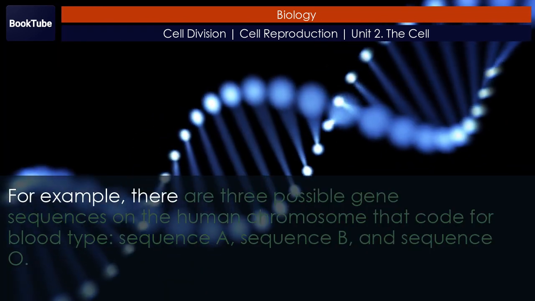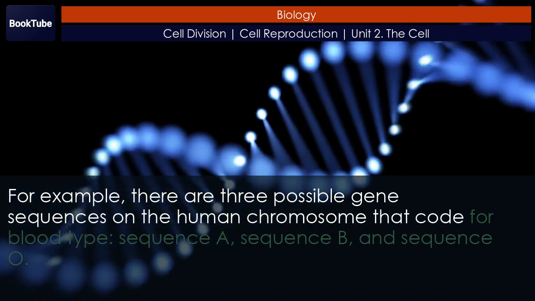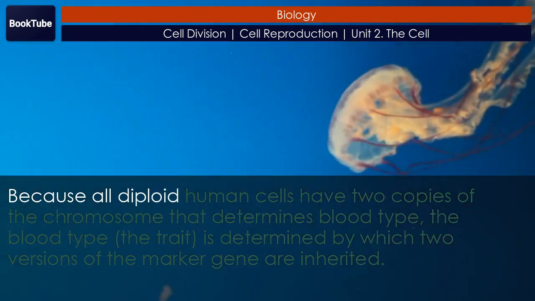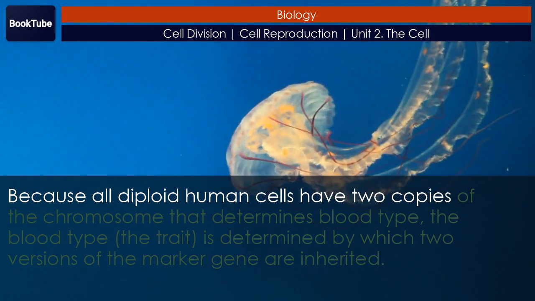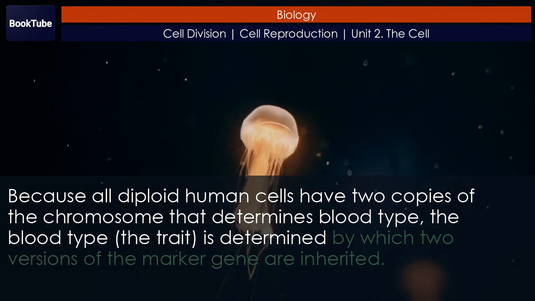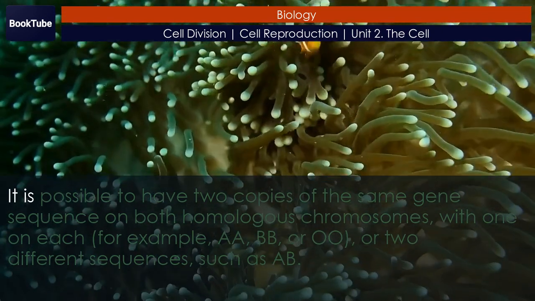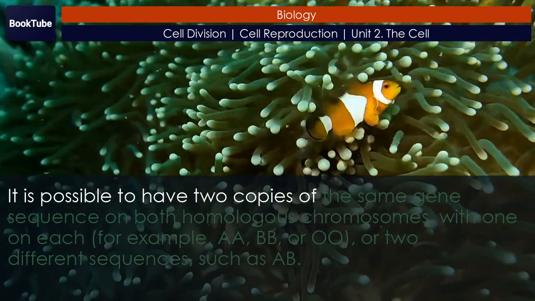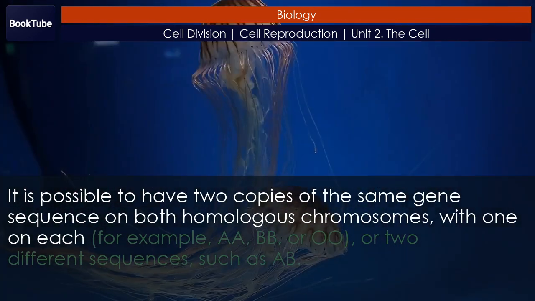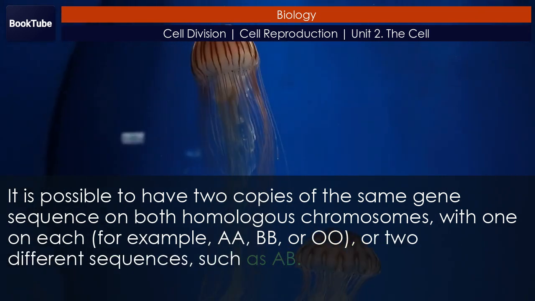For example, there are 3 possible gene sequences on the human chromosome that code for blood type: sequence A, sequence B, and sequence O. Because all diploid human cells have 2 copies of the chromosome that determines blood type, the blood type, the trait, is determined by which 2 versions of the marker gene are inherited. It is possible to have 2 copies of the same gene sequence, one on each homologous chromosome, for example, AA, BB, or OO, or 2 different sequences, such as AB.